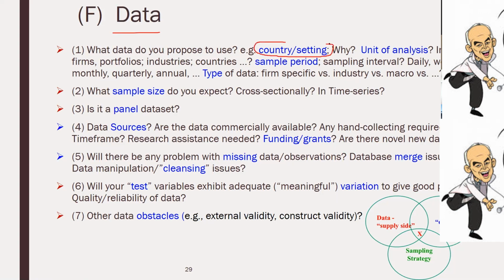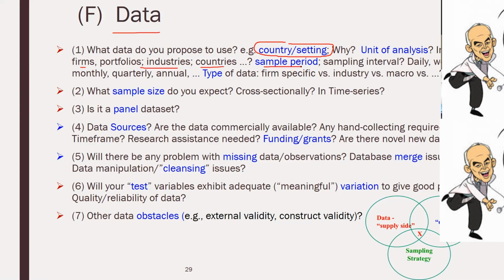What will be the country setting? Are you using China, the US, the UK, or an Australian setting? Why is that setting important? Think about that. Is there any institutional setting that you have embedded in your research idea? Things like that. What will be the unit of analysis? Are you going to collect data from individuals, from firms, at the industry level, or at a country level?